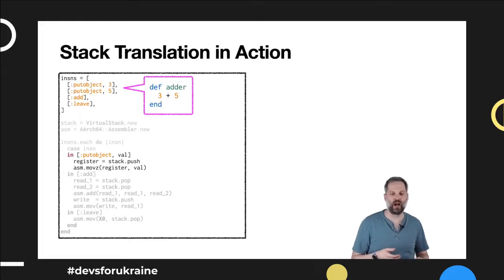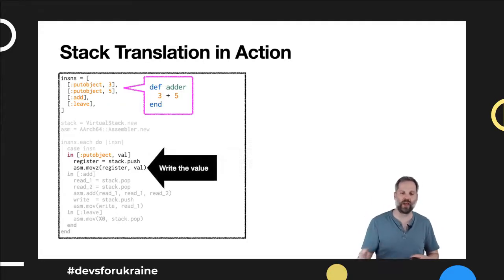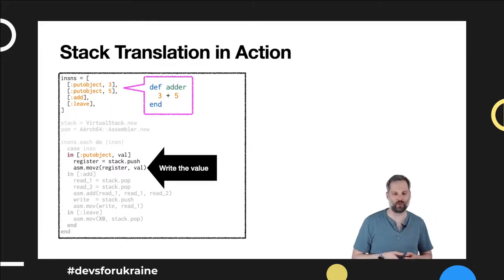So to zoom in a little bit, let's take a look at this put object instruction. Here we say, hey, I want to push an object onto the stack. I want to push some value onto the stack. Where should I write that? And then we push that. The stack tells us where to write it. And then we tell the assembler, hey, I would like to write a value into this register. So we write to that particular location.